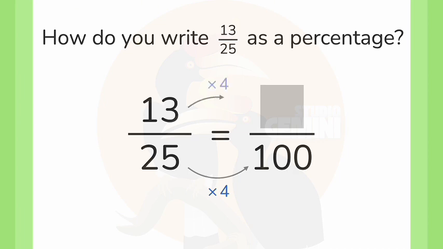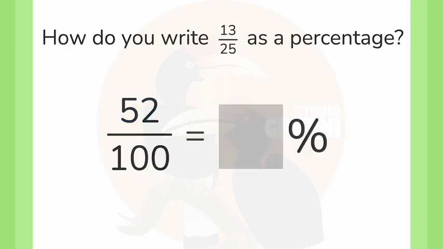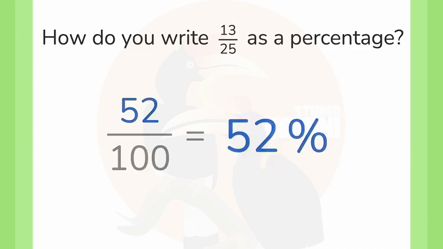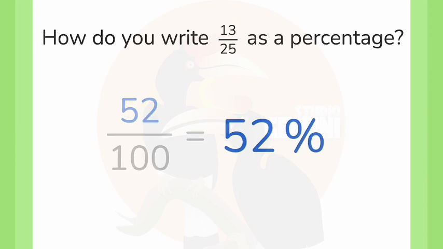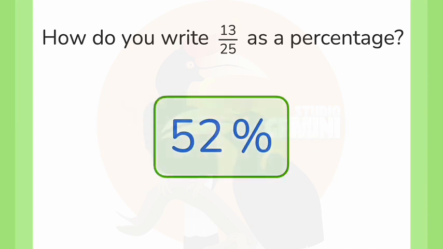Now multiply the numerator by 4 too. 13 times 4 is 52. Great! Now that we have 100 in the denominator, we see that we have 52 parts out of 100, which is 52%. So 13/25 is equivalent to 52%. You did it! Let's keep practicing.